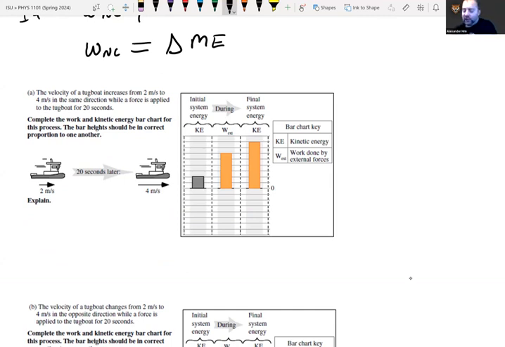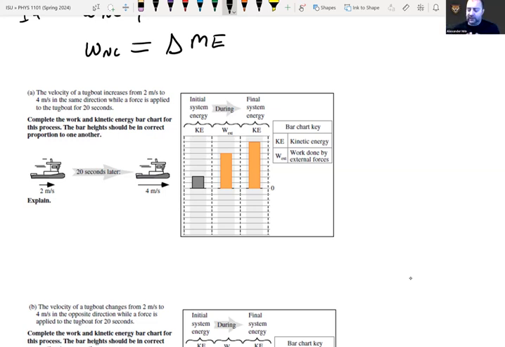Now, what this graph wants you to do is give a representation of the kinetic energies before and after, and then also the work that had to be done in order to get those kinetic energies. All right. So that is what we're going to be looking at here.